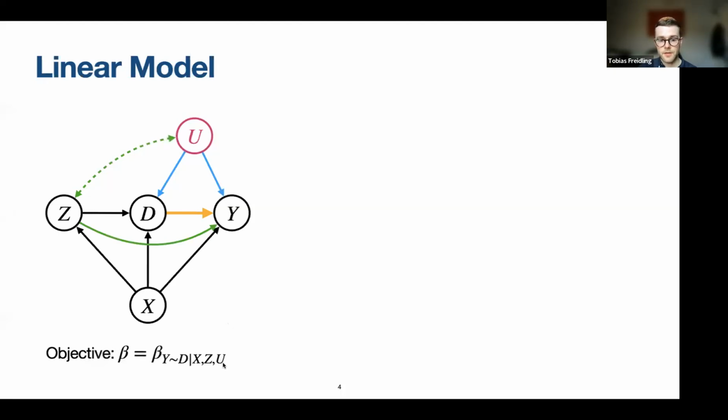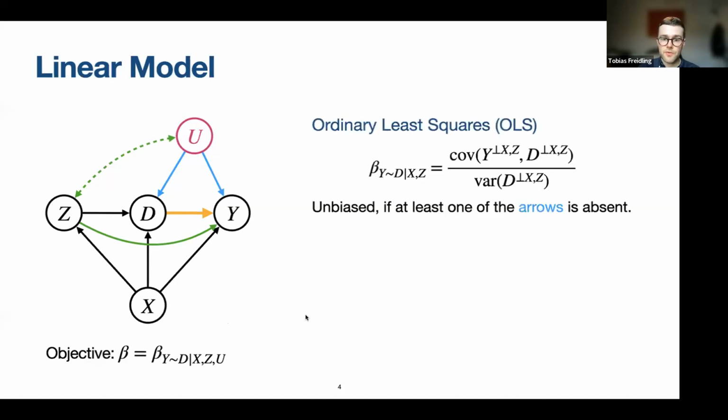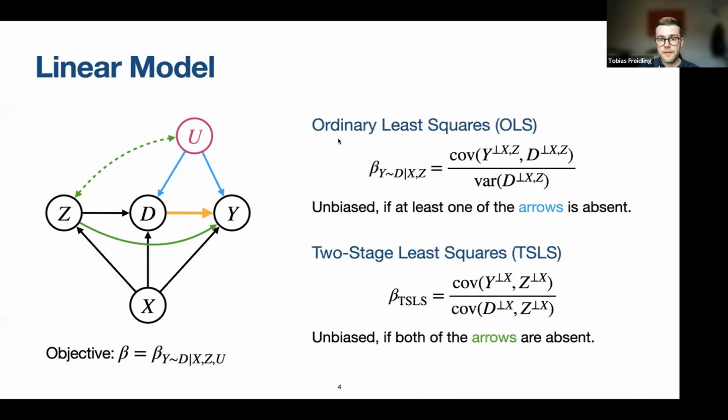And this we denote by this expression here. But since we don't know U, we must use another strategy, and the two most common ones are ordinary least squares, and the other one, the two-stage least squares. So ordinary least squares just does the same. We regress Y on the variables, but here we don't include U because we don't have data for it.